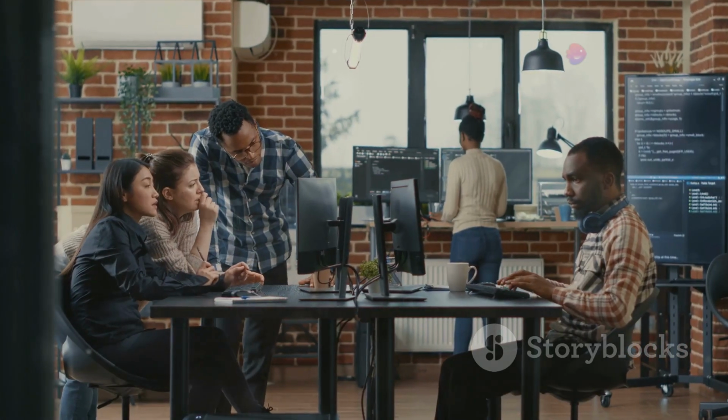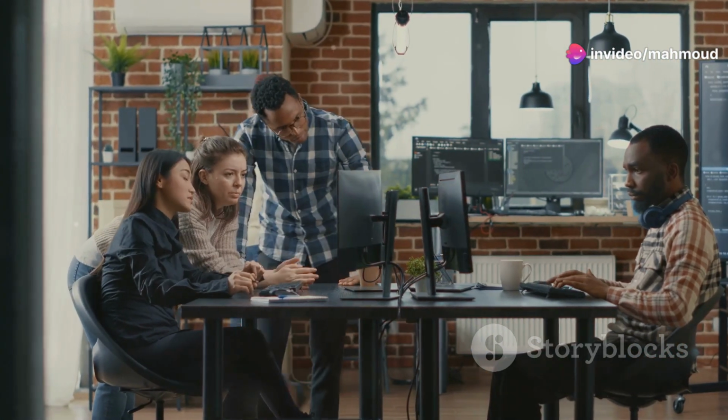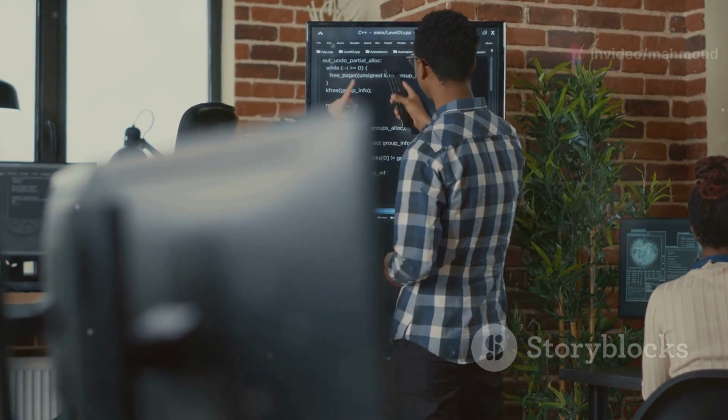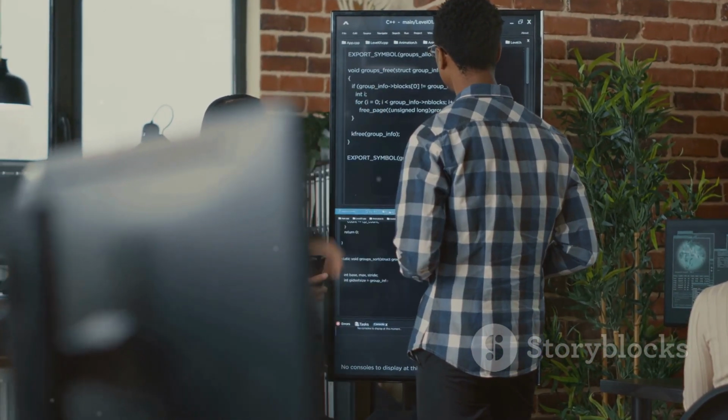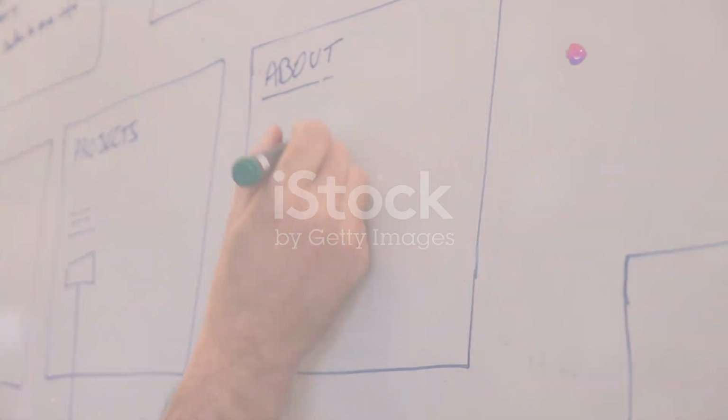It provides a roadmap for developers, ensuring everyone understands the system's big picture and how their work contributes to the whole. This understanding is crucial for effective collaboration, efficient development, and ultimately the success of the software project.